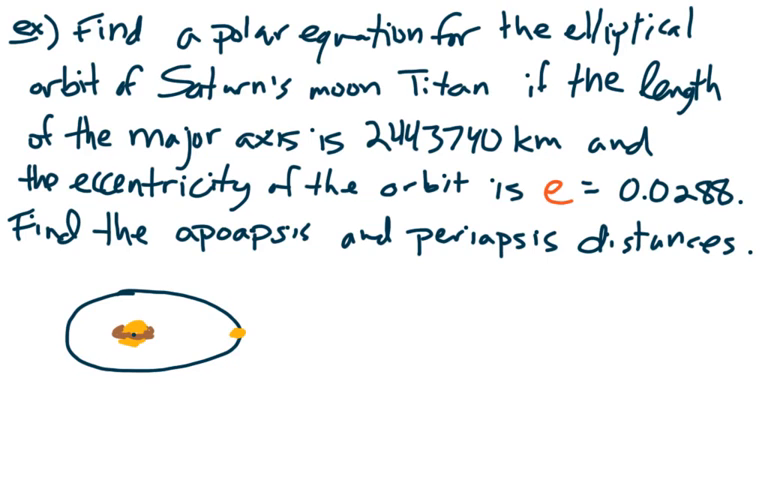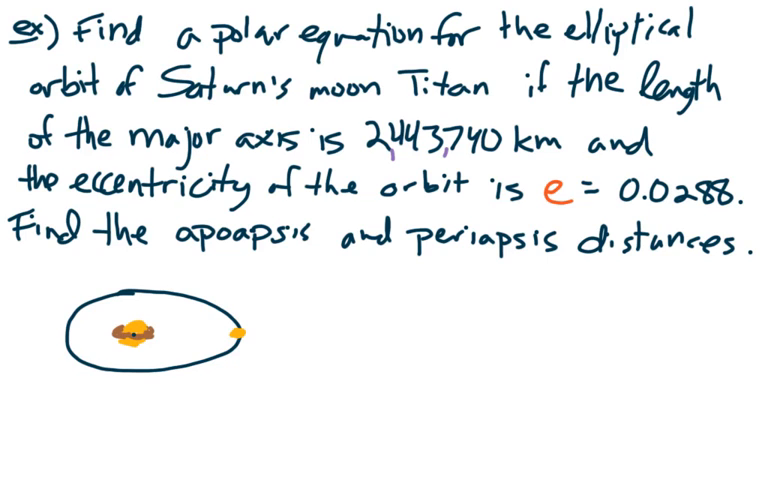So the example we want to do first is, suppose we have Titan, a moon of Saturn, in an elliptical orbit around Saturn. We want to find a polar equation for this orbit if we're told that the length of the major axis, being the entire thing here, is 2,443,740 kilometers. And if we're also told the eccentricity. Once we've got our equation, we're asked to find the apoapsis and the periapsis distances.